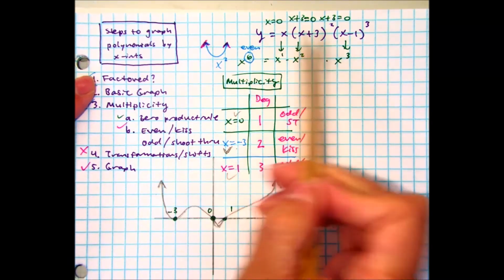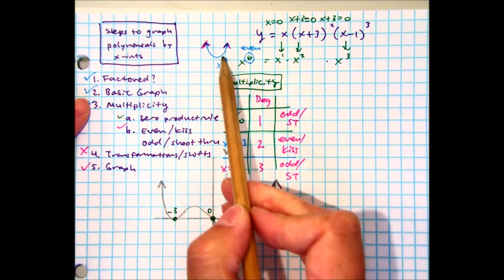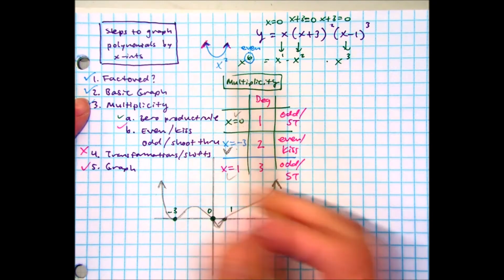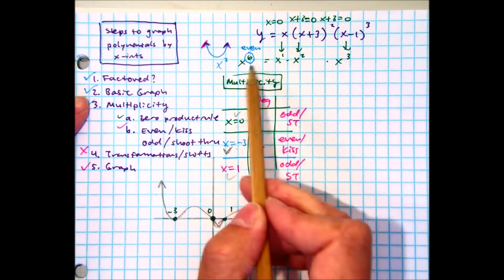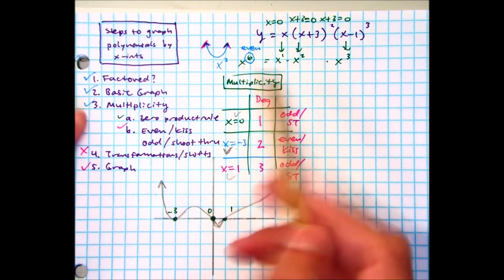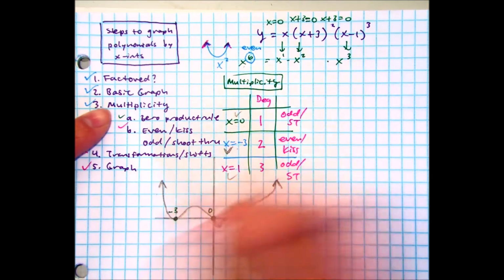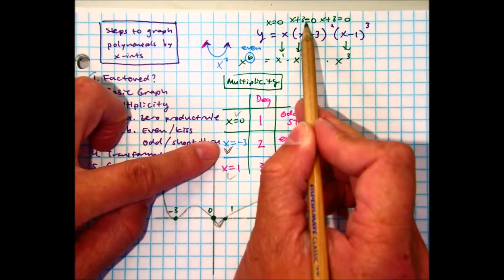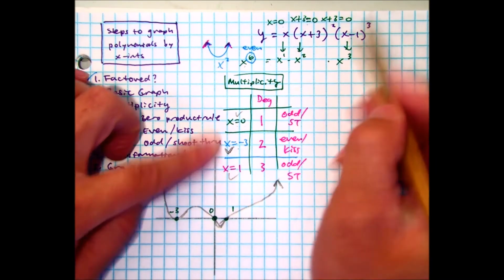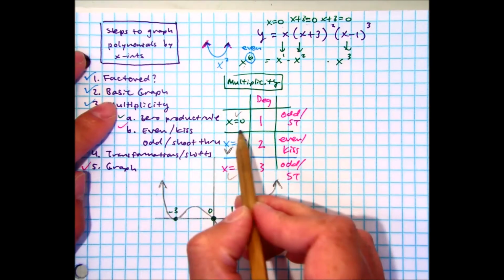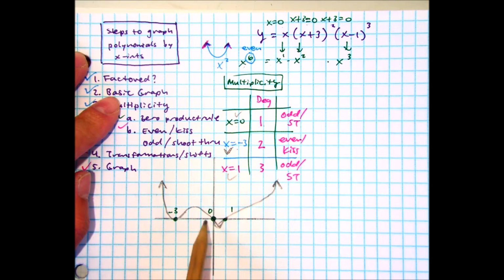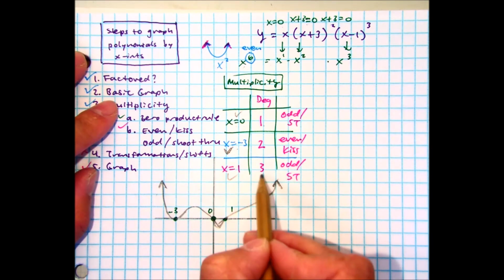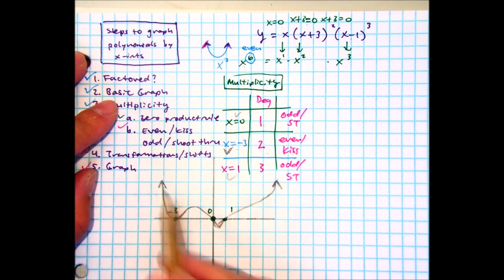Make sure it's factored. Draw yourself a basic graph based on its highest powers. If you multiply all that out, it would be really big in standard form, but I'm just giving you a basic idea of a basic graph. The multiplicity, after you've done the zero product rule, is you're looking at its degrees. If it's an odd degree, it's going to shoot through the x-axis. If it's an even, you'll kiss the x-axis or bounce off the x-axis.